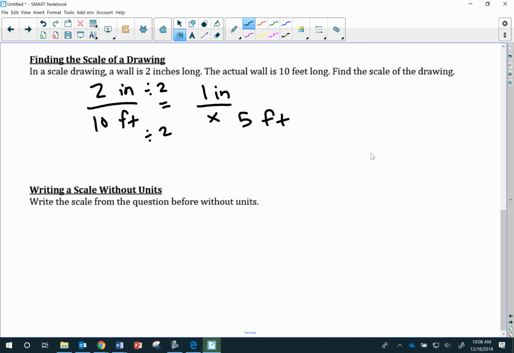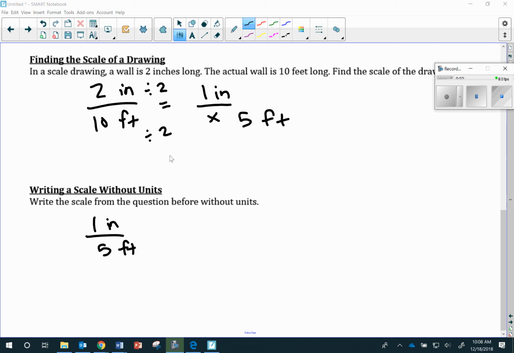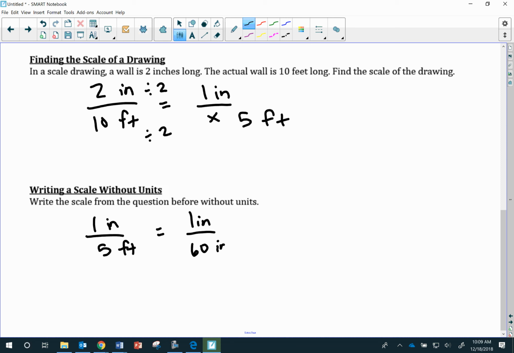All right, now we're going to talk about writing a scale without units, and we're going to use the previous question to do this. So we just found that 1 inch equals 5 feet. And so to do it without units, we need to make sure that we are using the same units of measure, so either both in inches or both in feet. So I'm also going to say that 1 inch equals 60 inches because there's 12 inches in a foot, so 5 times 12 is 60. So the scale without units would be 1 to 60.